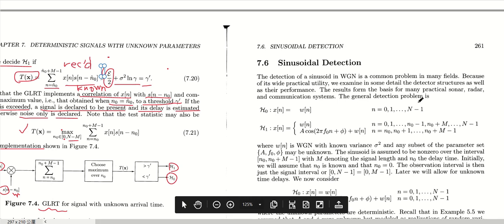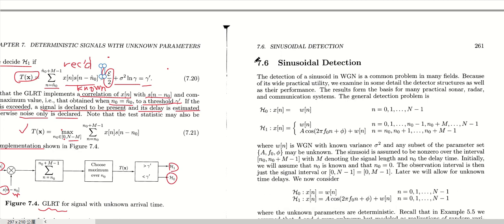Okay, we start our session now. We go to chapter 7.6, sinusoidal detection, and it's at page 261. It makes it easier for you to follow, if you can follow the page number.